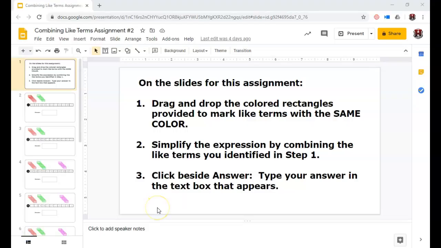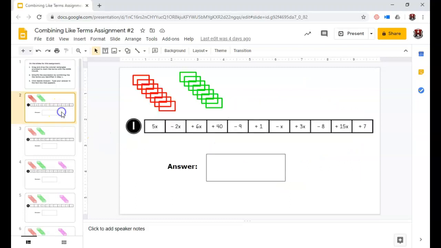Okay, before I leave you, I want to show you the assignment you're going to be working on today and make sure you see how this is going to go. On the slides for this assignment, you're going to drag and drop colored rectangles provided to mark like terms with the same color. So you're going to drag and drop these instead of having to draw them like I was in my examples. And then you're going to simplify the expression by combining the like terms that you identified and type your answer in the text box that appears.